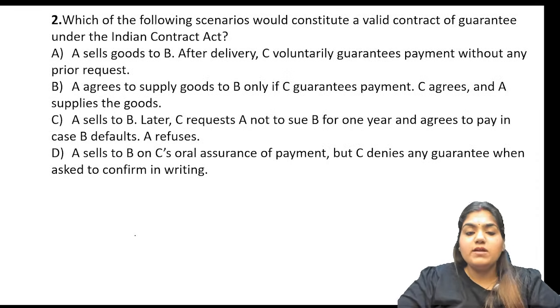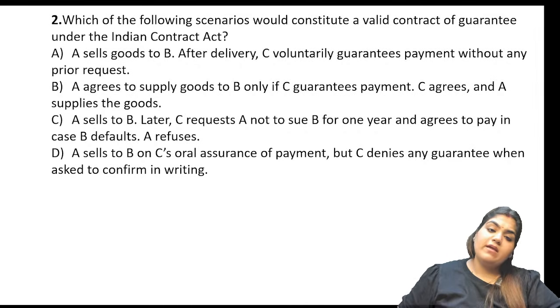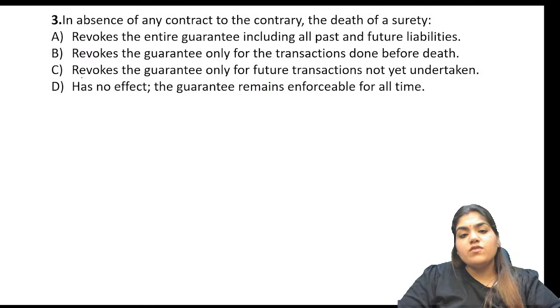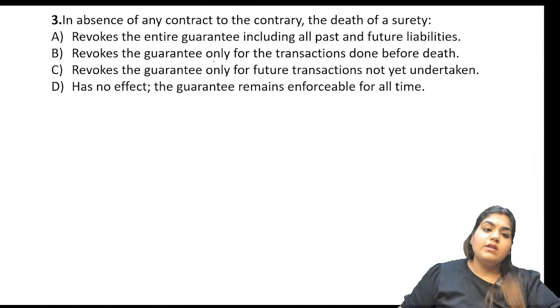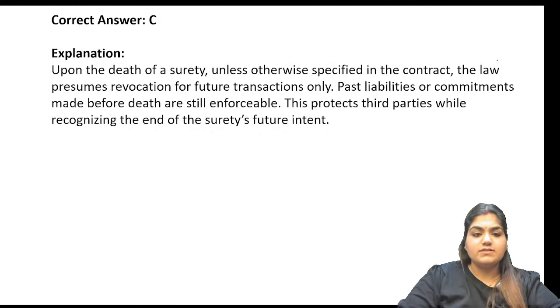Next, which of the following scenarios would constitute a valid guarantee? A agrees to supply goods to B only if C guarantees. C agrees and A supplies. This is a valid guarantee. In the absence of a contract to the contrary, death of surety discharges, revokes the entire guarantee including all past and future liabilities? No, it just discharges from future liabilities. It does not revoke the guarantee for transactions done before death. The guarantee is discharged only for future transactions. Yes. C is the correct answer.